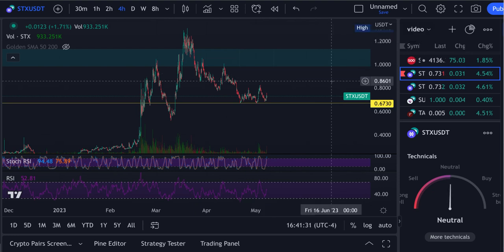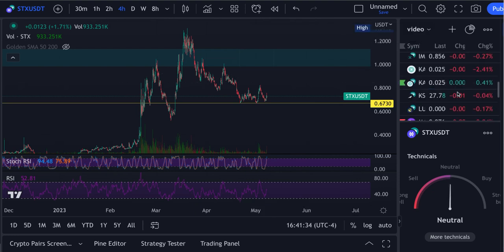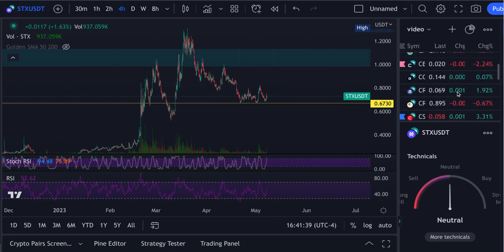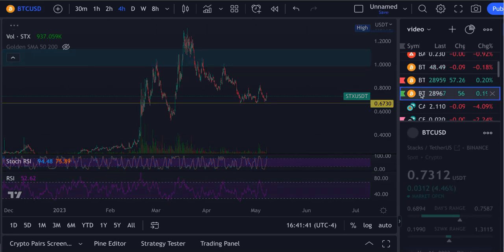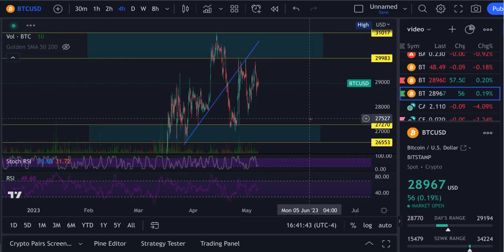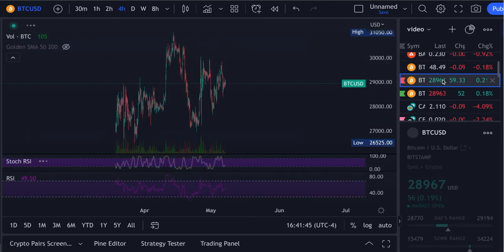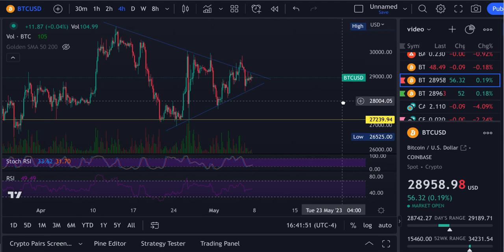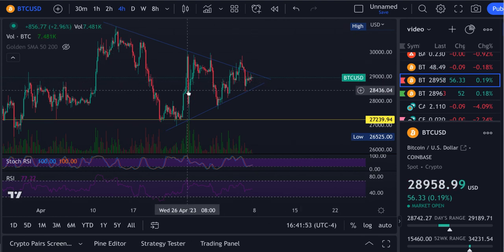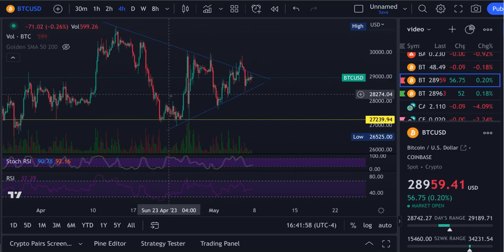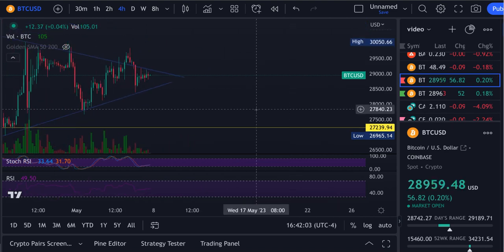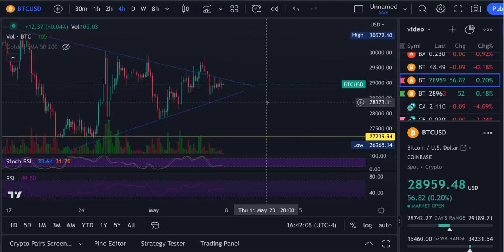Of course, STX has been acting differently than the rest of the market. If you look on the right-hand side, you can see a lot of red out there, a lot of stuff starting to turn green. Bitcoin is wedging up. It's forming this wedge pattern. I'm going to show you that right here. This is on the 4-hour chart. This wedge started roughly April 23rd. It's been bouncing around in this wedge, and it's coming to a point where this thing is either going to break out or break down.